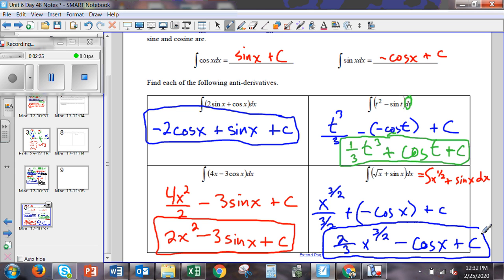Okay, and we're going to keep looking at some different ways that we can use this information to help us solve these. All right, that's going to be part 2 of day 48.